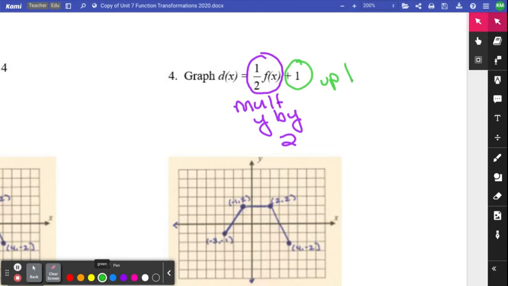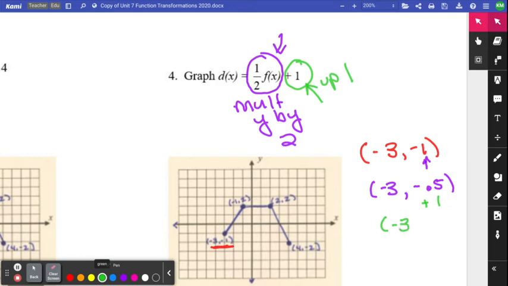So this is tricky now, we're doing two different things. If you're just moving up, down, left, right, I don't think it's that tricky to do, but this can get a little bit tricky, I think. So what I'm going to do here, I'm going to write this point over here, -3, 1. So the first thing we said we would do is multiply our y value by a half. So if I multiply this by a half, I end up with -3, -1/2, -0.5. Then we're going to move up 1. So if you put that in your calculator, you end up with -3, -0.5 plus 1 is a positive 0.5. So our transformed point becomes -3, 1/2.